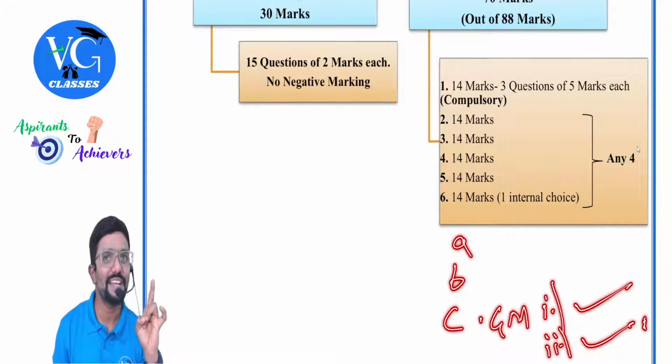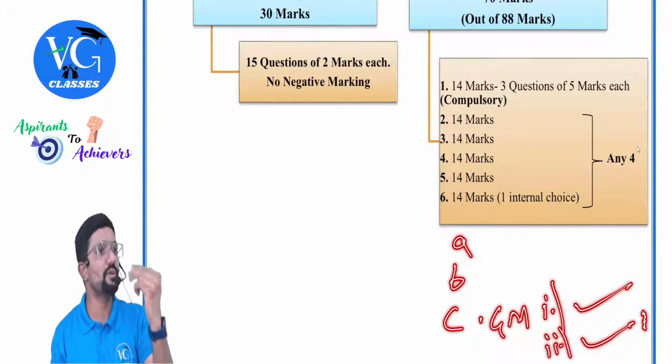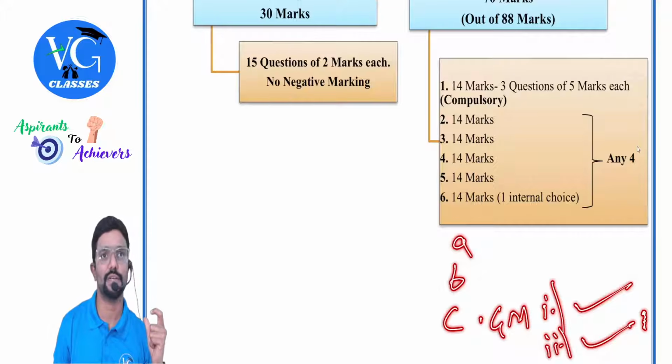Clear? And please be careful, guys. In that scenario, A and B, you have to answer. In C, there would be one choice. We call this internal choice. Hope you are clear with this.